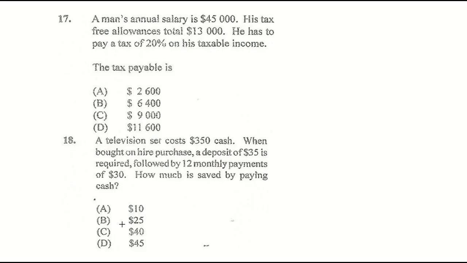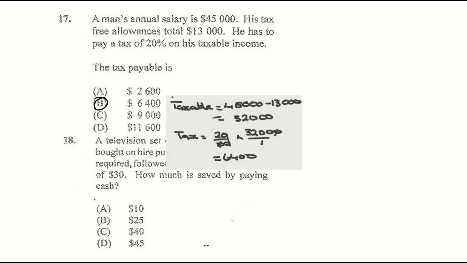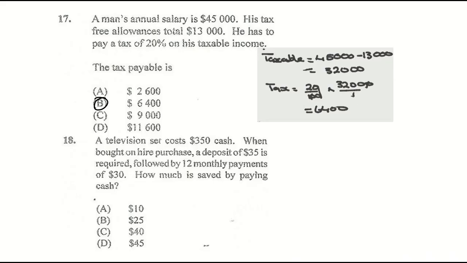Right? For number 17, a man's annual salary. We did this question already, and I believe the answer was B. Let me make sure I'm telling you this correctly. His taxable income was 32,000, and then we found 20% of 32,000, which is 6,400, right? And that would have been the answer for this one.